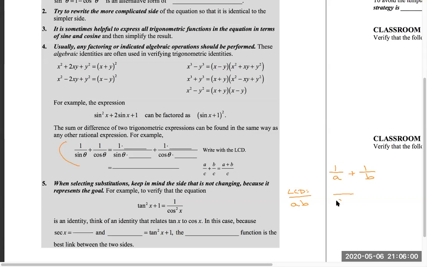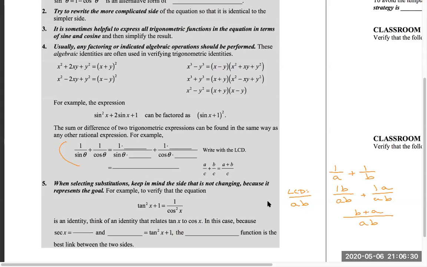Then I have AB for both my denominators. What factor is missing from the first denominator? The B. So I multiply 1 by B on top. The second fraction is missing A as the factor, so I have 1 times A. And then I have a common denominator with B plus A on the top.